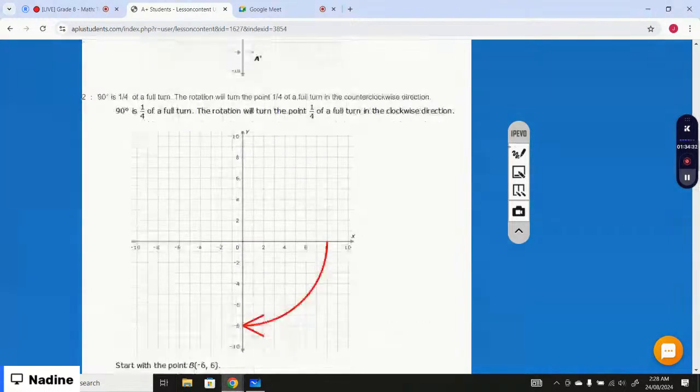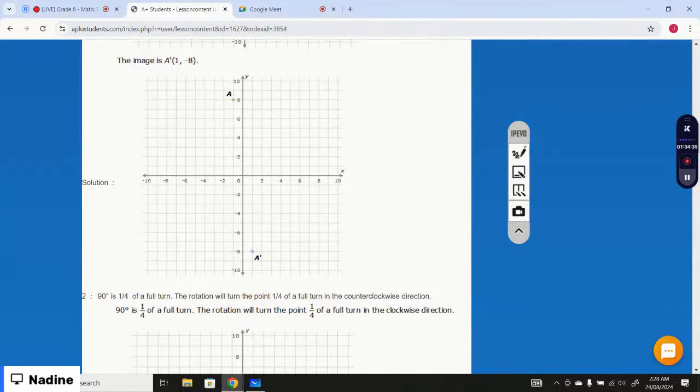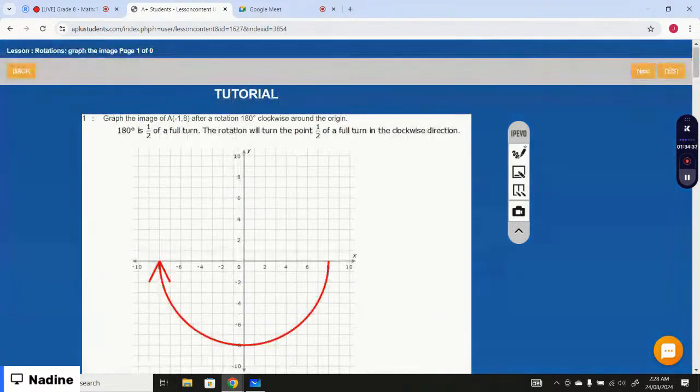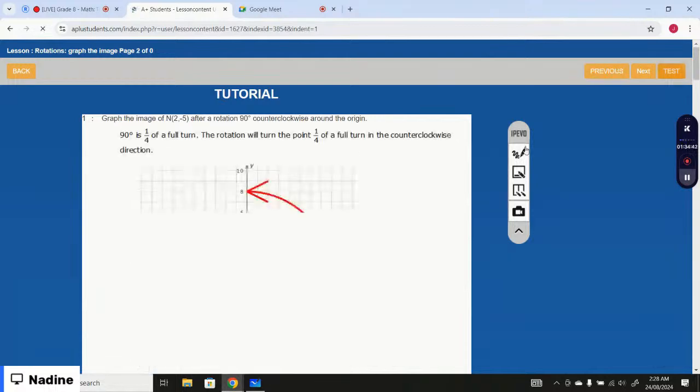And the next thing is you have to find the coordinates. Let's just start the test questions. They are already solved. You can have a look at them later today. So let me just start with the test questions.